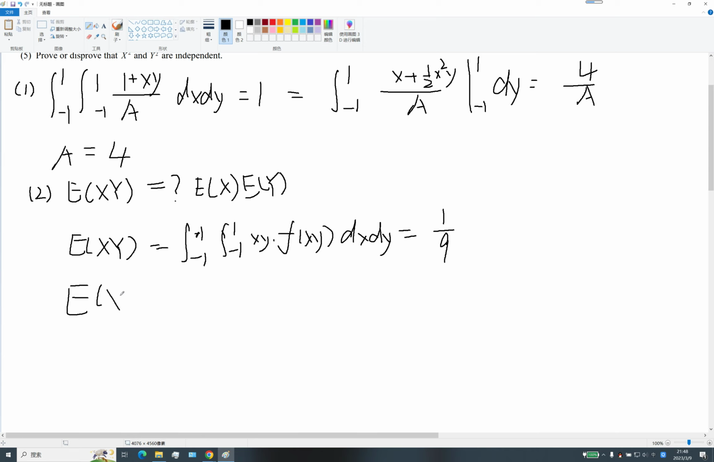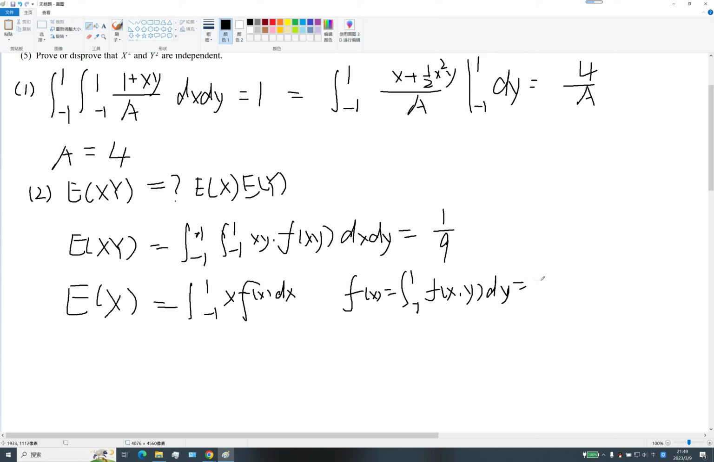E[X] is equal to the integral from -1 to 1 of x f_X(x) dx. f_X(x) is equal to the integral from -1 to 1 of f(x,y) dy, which equals this. So E[X] is equal to the integral from -1 to 1 of x over 2 dx, which equals 0. And the same for y, so E[Y] is also 0.